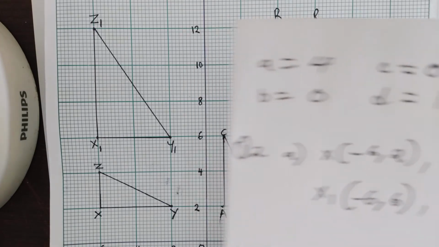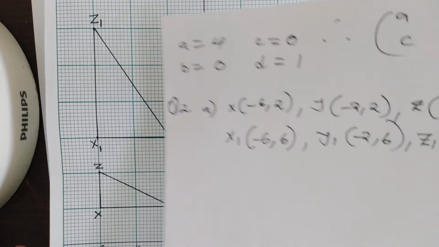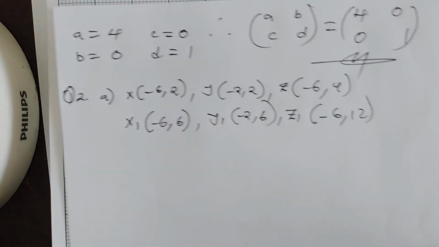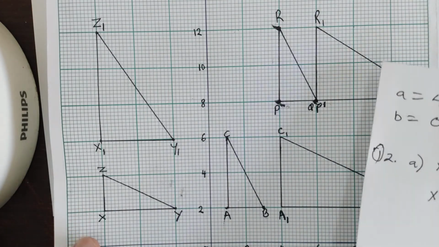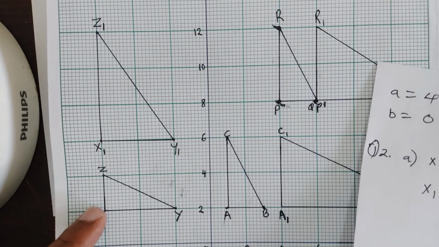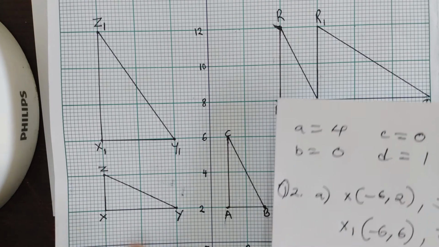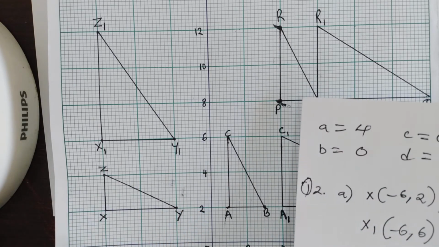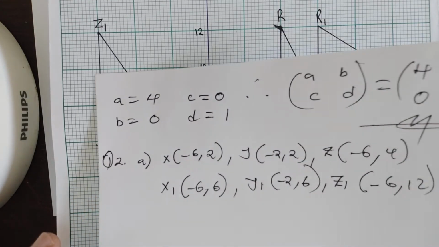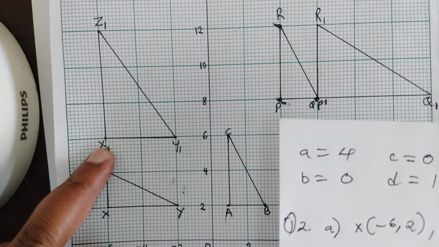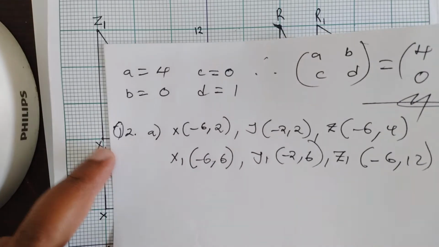Okay, so we are saying for us to find the invariant line, we can even use these coordinates. We find the coordinates of X. So when you check here, you have negative 6, 2. For Y, negative 2, 2. For Z, negative 6, 4. These are the coordinates that I have written here. Even for the image, X1 is negative 6, 6, which is this one.